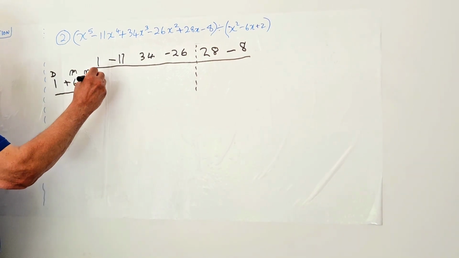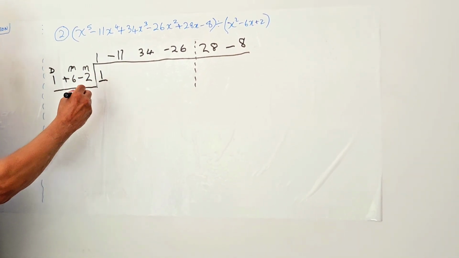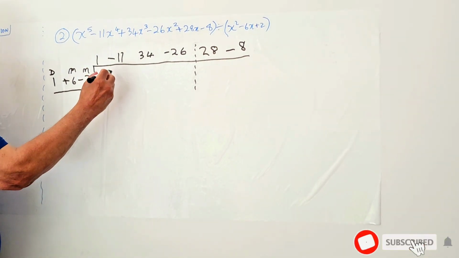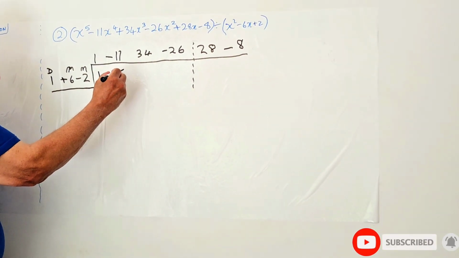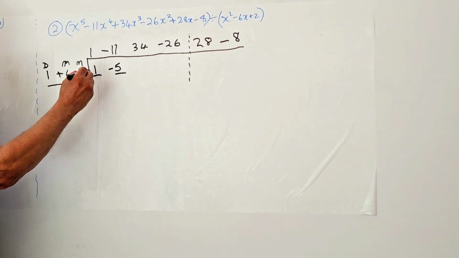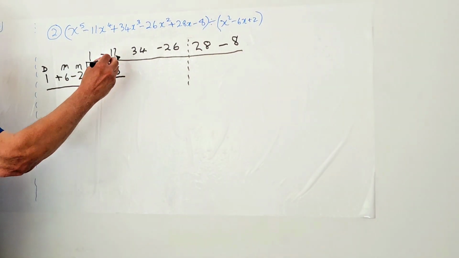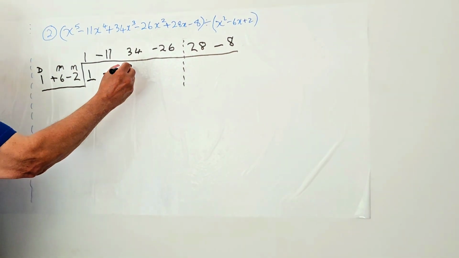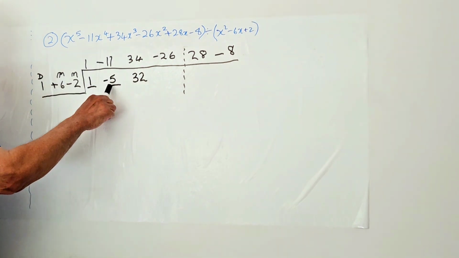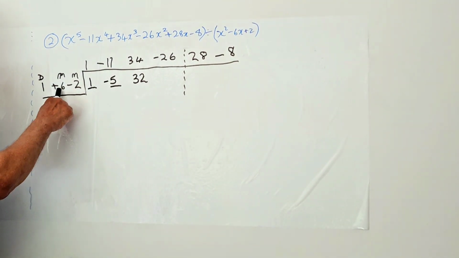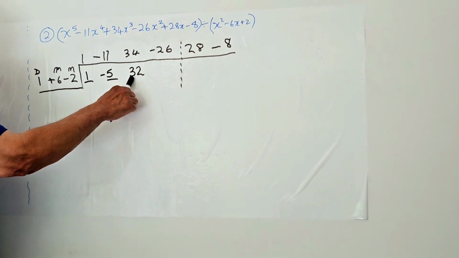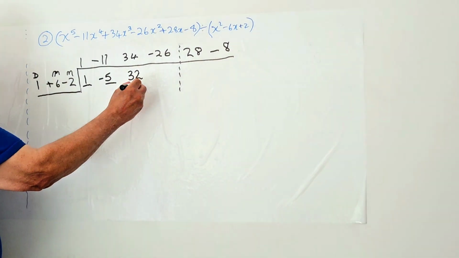1 into 1 goes once. Then 6 times 1 is 6. Added on to minus 11 is minus 5. And minus 2 times 1 is minus 2. Added on to 34 is 32. We now turn to this one here. 6 times minus 5 is minus 30. Added on to 32 is 2.